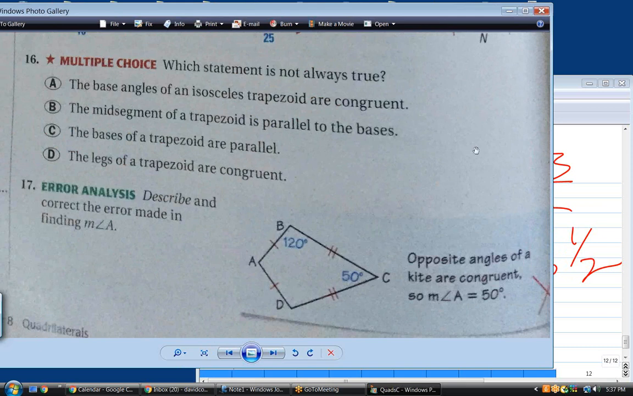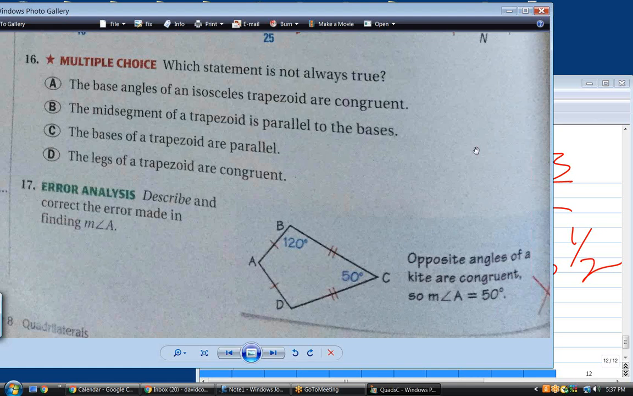Which statement is not always true? The base angles of an isosceles trapezoid are congruent. True or false? Which one is not always? Answer my questions. The base angles of an isosceles trapezoid, are they always congruent? Yes. So that's always true.